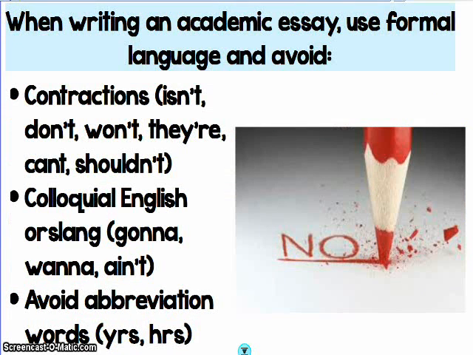Remember, when you're writing an academic essay, you want to use formal language, and you want to make sure that you avoid contractions. You want to avoid colloquial English or slang. And you want to avoid any kind of abbreviations. Abbreviations are okay for colloquial writing or possibly sometimes medium language writing. But formal should always be spelled out the proper way.